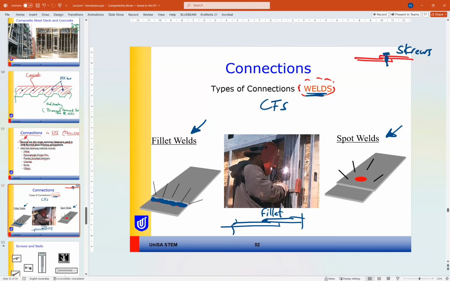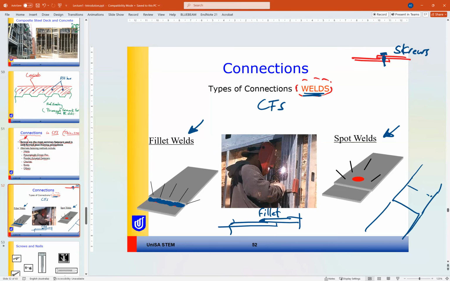Another option is in plan. So you are connecting these two together, and you create a welding point between the two. Okay, so it can be spot welds or fillet welds. In hot rolled, it is fillet welds and butt welds.